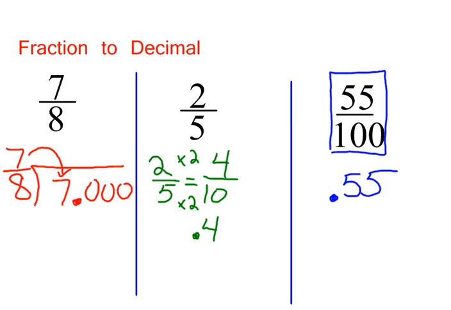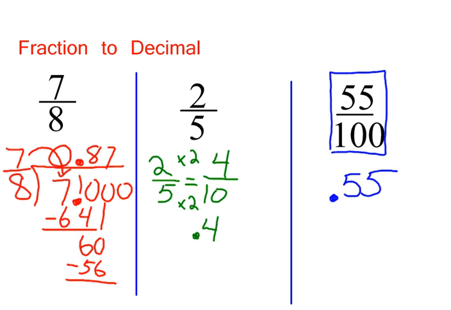8 can't go into 7, that's 0. I'm going to bring up my decimal. 8 goes into 70 8 times. 8 times 8 is 64. 70 subtract 64 is 6. Bring down a 0. 8 goes into 60 7 times. 8 multiplied by 7 is 56. 60 subtract 56 gives me 4.